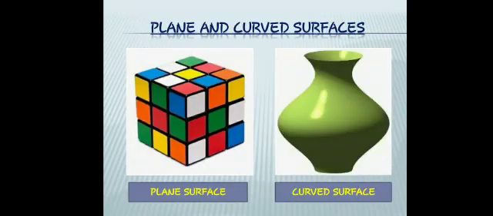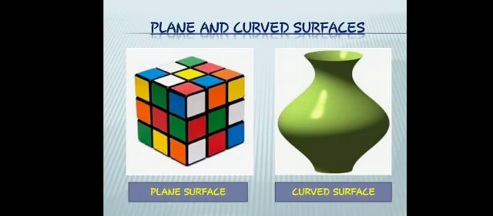Now let us understand what are plane and curved surfaces. Children, in any object or figure, the part that you usually see and touch is called its surface. Look at this Rubik's cube. The surface of this Rubik's cube is flat. It has plane surface, whereas the surface of this vase is not straight, it is curved.